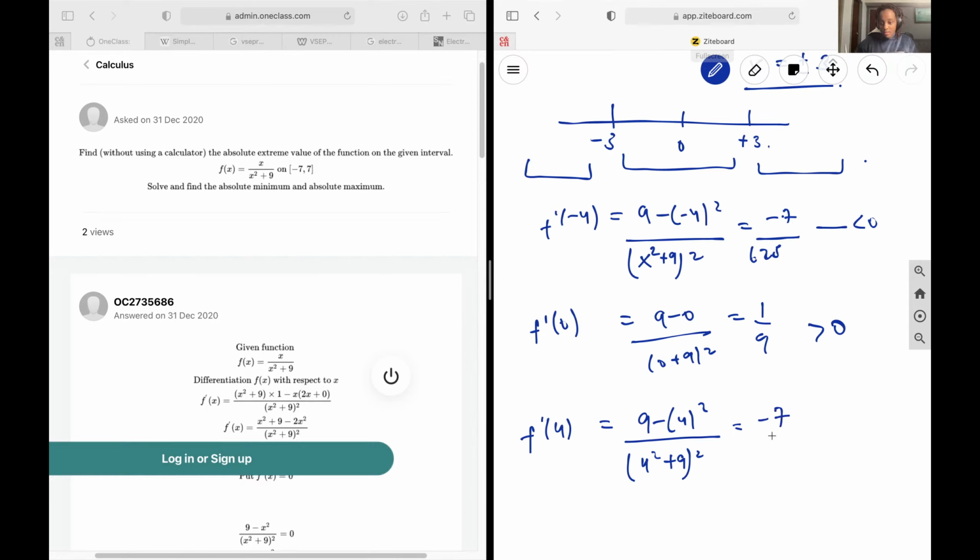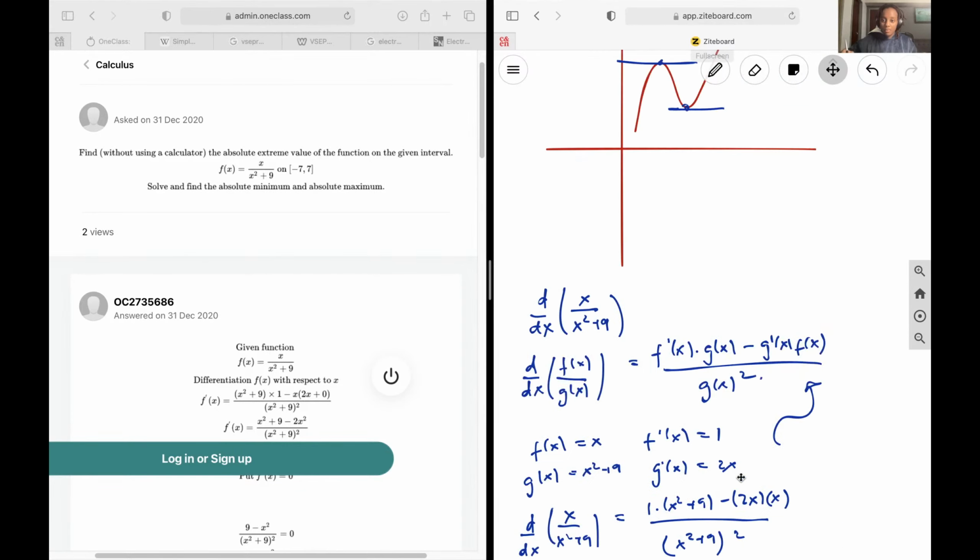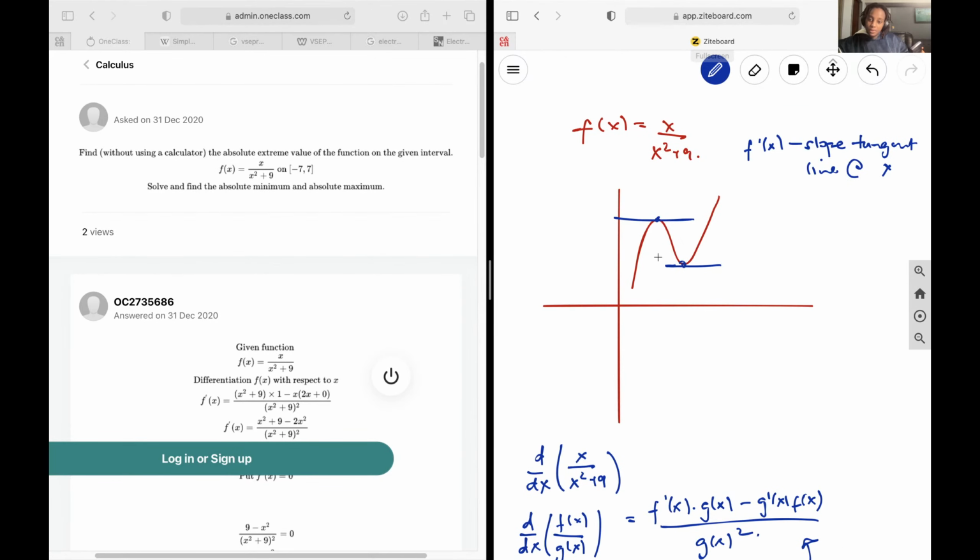And this will again give us -7 over 625. Again, the point is just that it's less than 0. So as we found before, when the slope is positive, for example, if f prime of x is greater than 0, that means f of x is increasing. And if f prime of x is less than 0, that means f of x is decreasing.